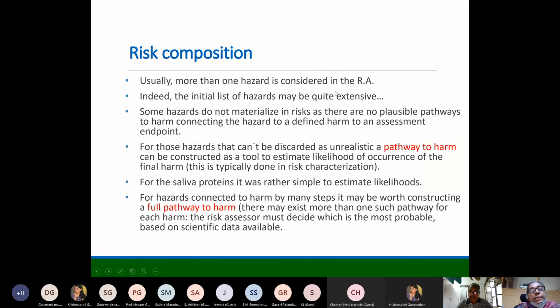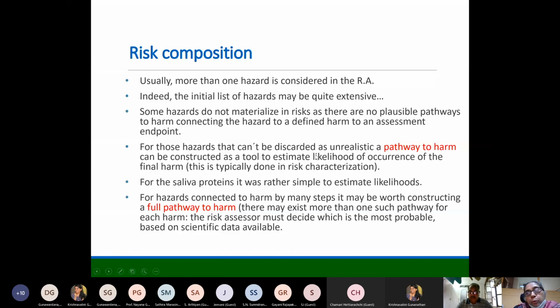So in the risk assessment, more than one hazard will be listed. Initially, your list of hazards should be very long. It will be a long list, but then as you keep moving, these hazards and exposures won't materialize into risk.